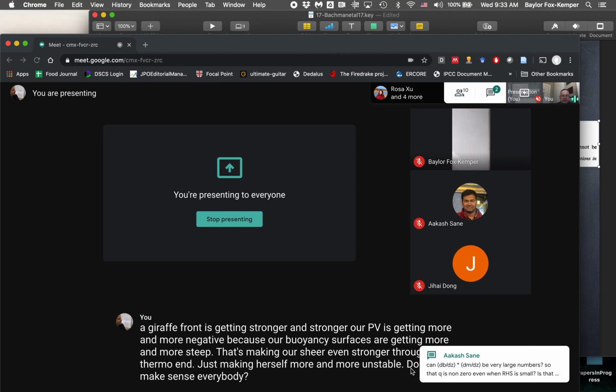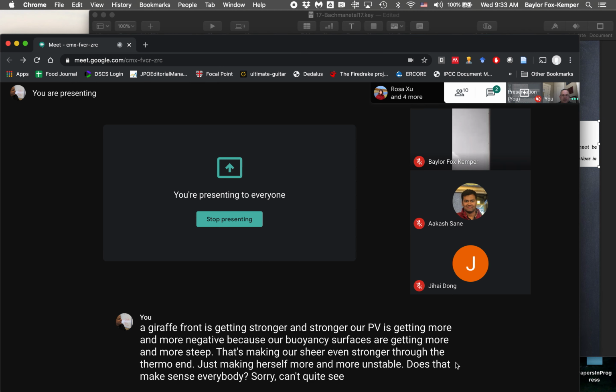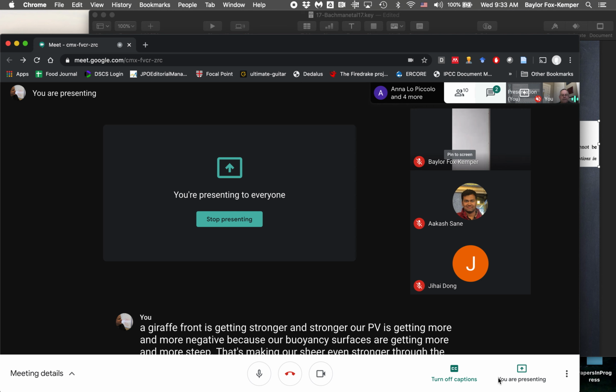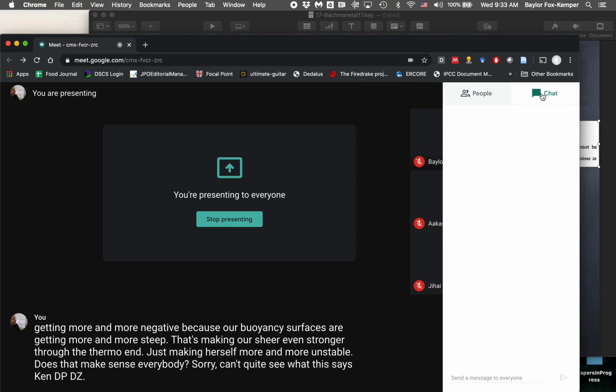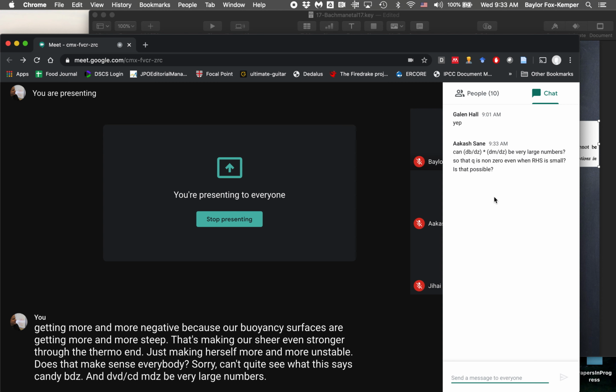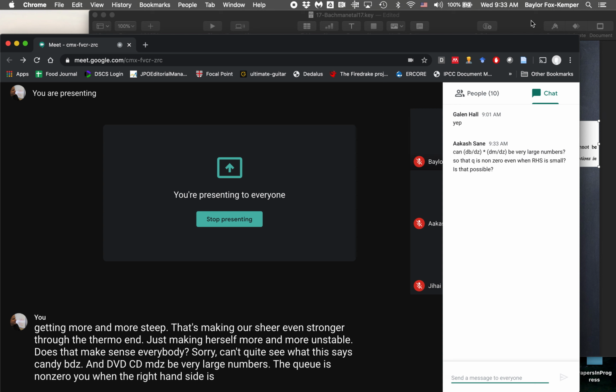Sorry, I can't quite see what that says. Can dB dz, dm dz be very large numbers? So the Q is non-zero even when the right-hand side is small. Okay, let's go back and see what you mean.